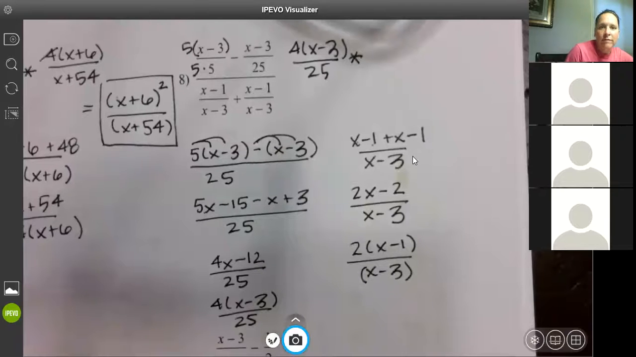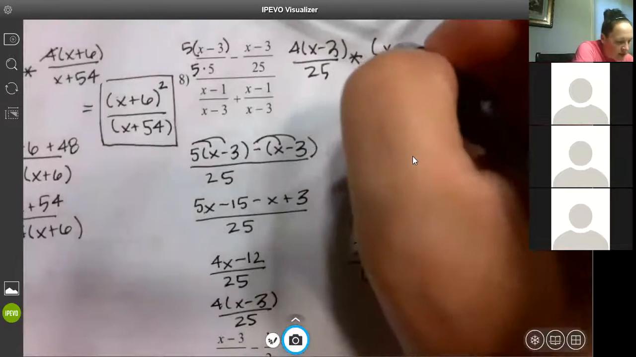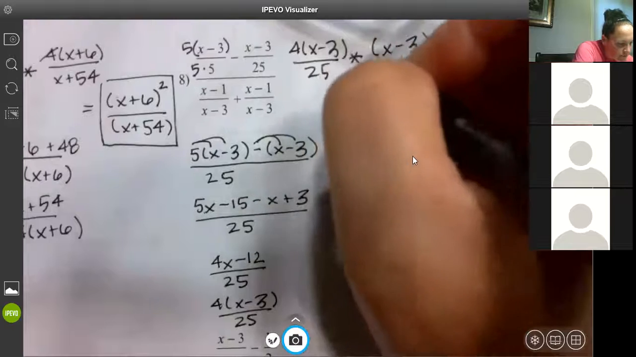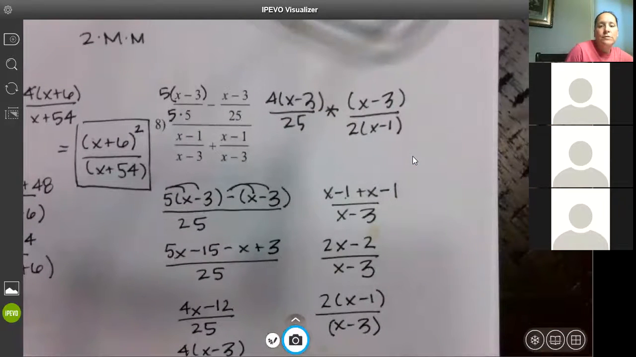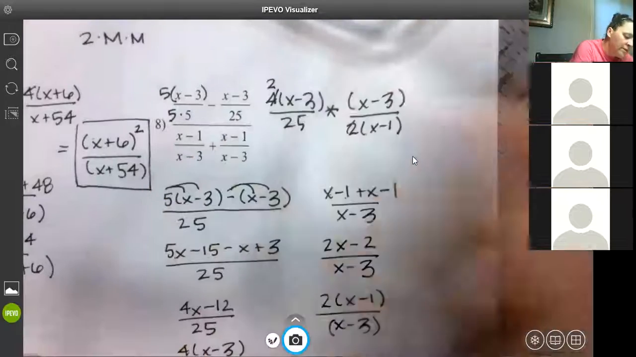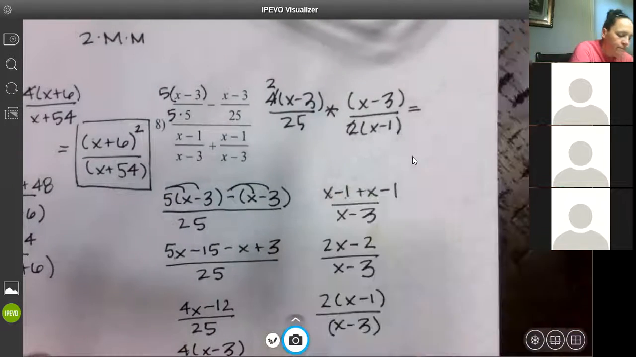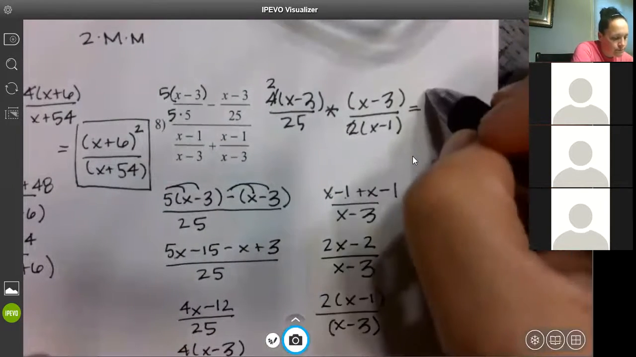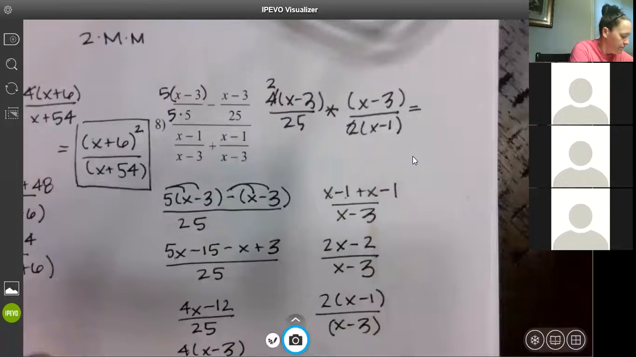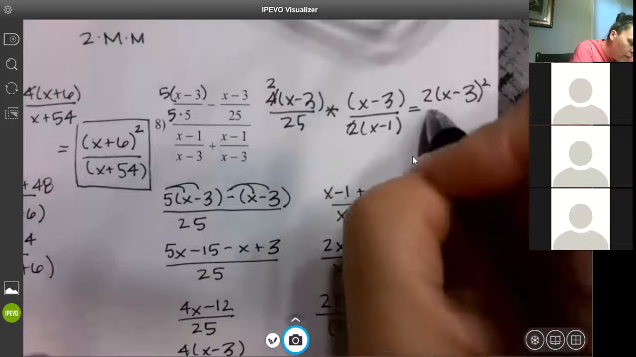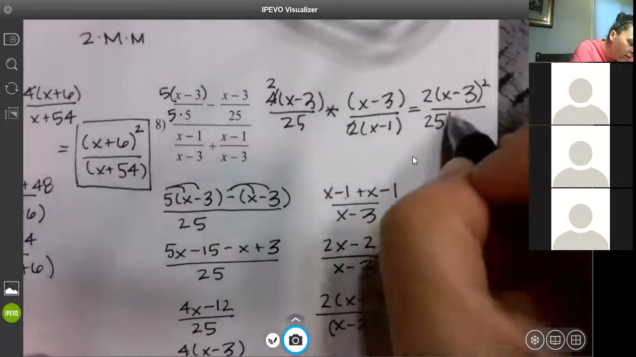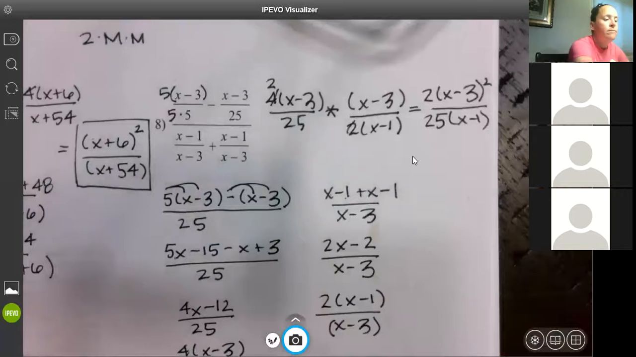This is the one that we're going to flip and multiply. So on the top, we're going to have x minus 3. And on the bottom, 2 and x minus 1. What will reduce now? The 2 and the 4. So this will leave a 2. So how can I write the top? 2 times x minus 3 squared. Over, we have 25 and x minus 1.